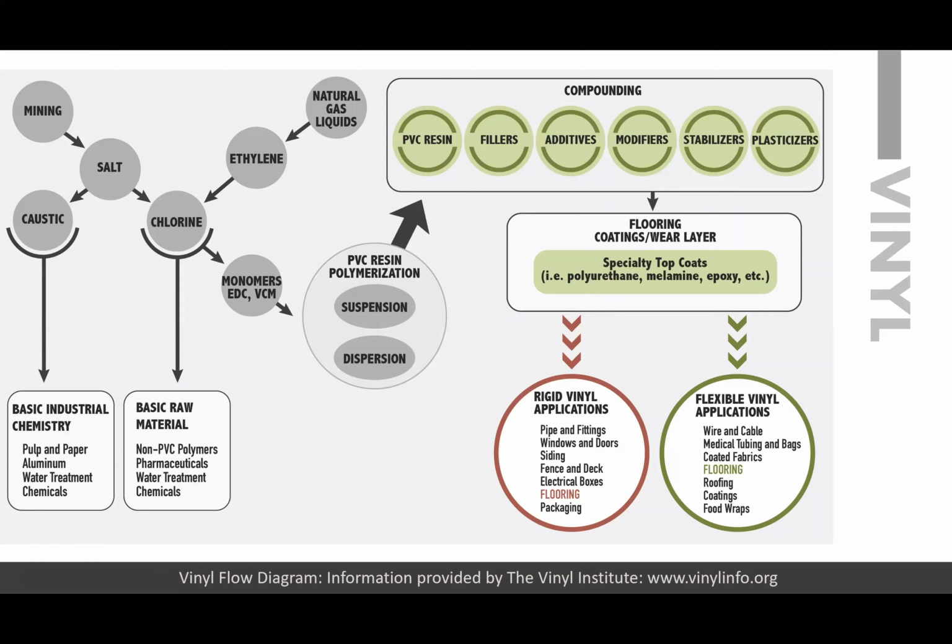PVC resin can be in pellets, it can be in powders, it can be in different formulations. And then it's combined in the compounding process with fillers, additives, modifiers, stabilizers, and plasticizers. If you're looking at it from a flooring perspective, you would also have different specialty top coats. So there are rigid flooring products that are vinyl applications that we will cover, as well as flexible vinyl applications that we will also cover.